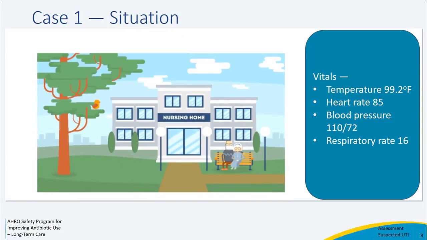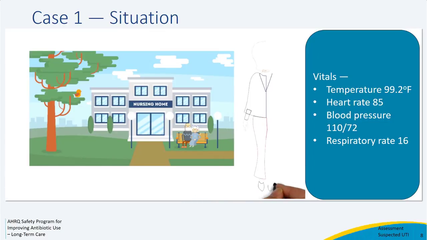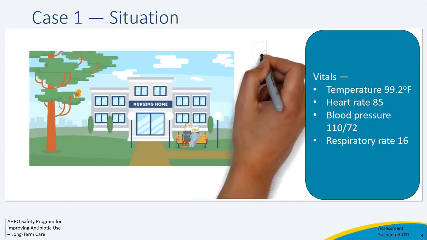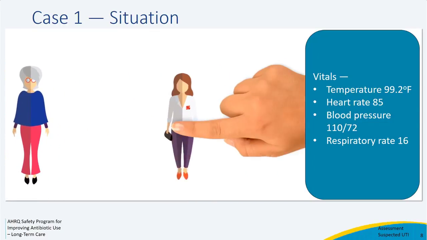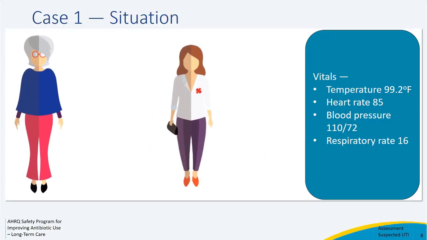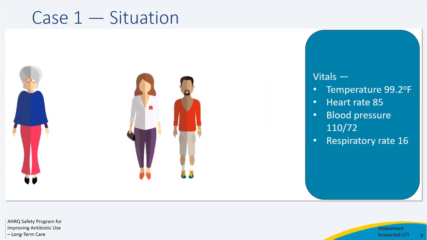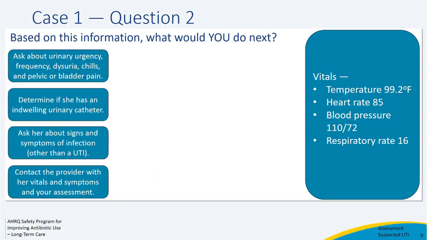Let's look more deeply into case one's situation. When the resident arrives to the floor, you and your colleague go see her. She appears fatigued, but is in good spirits and is asking if they are serving key lime pie for dessert tonight. Her vitals are as follows. Temperature 99.2 degrees Fahrenheit, heart rate 85, blood pressure 110 over 72, and respiratory rate 16. Review the resident's case information located on the right side of the screen. Based on this information, what would you do next?